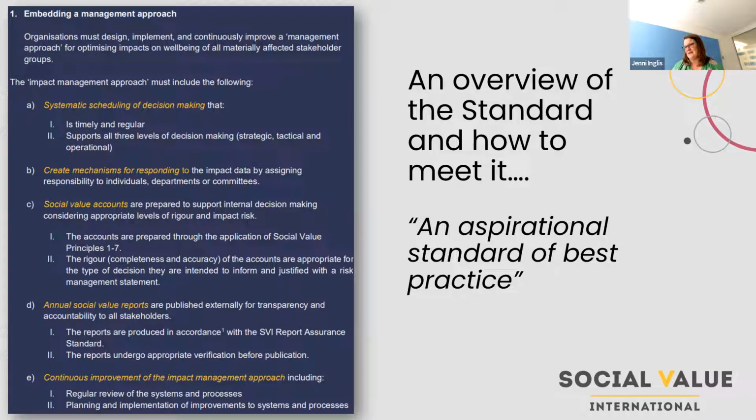But the social value accounts, to meet this standard, you have to prepare them by applying the other 7 principles. So that kind of makes sense. And I've just mentioned the thing about rigor and completeness and accuracy. And then moving on to being externally accountable, so point D, you would publish annual social value reports, and we're furiously working out now a revised SVI report assurance standard, and the reports undergo appropriate verification before publication. So the point about this is, when you're making a claim, that somebody's had a look at it to say this is a valid claim.